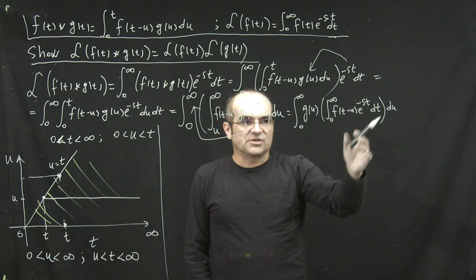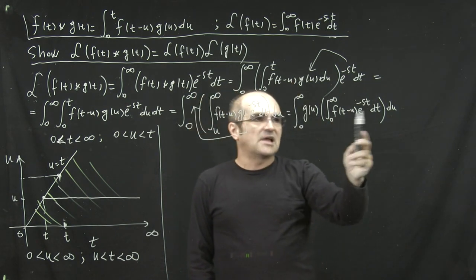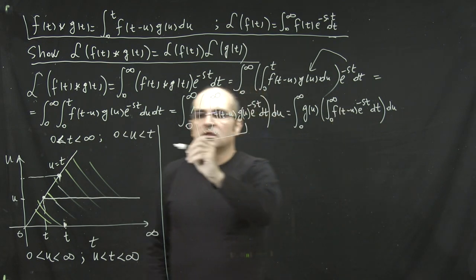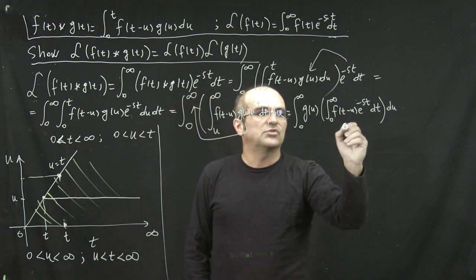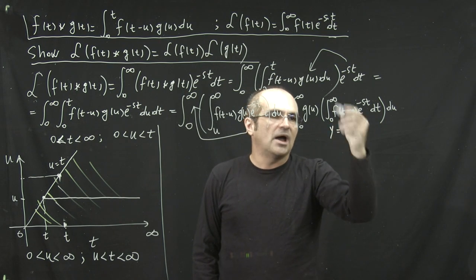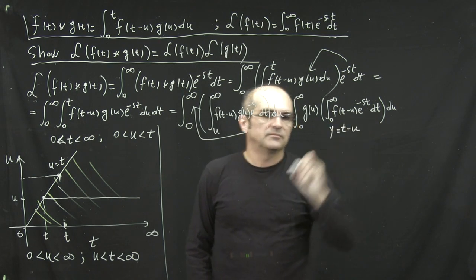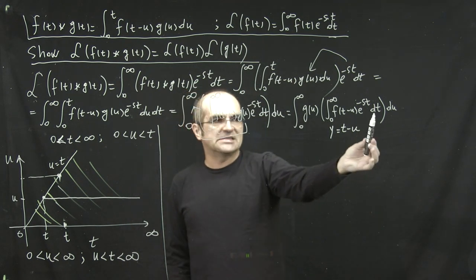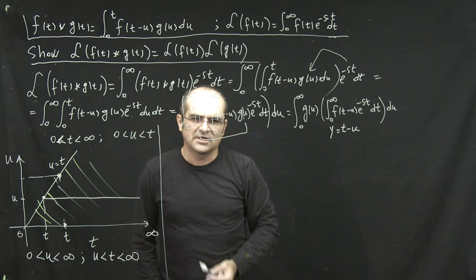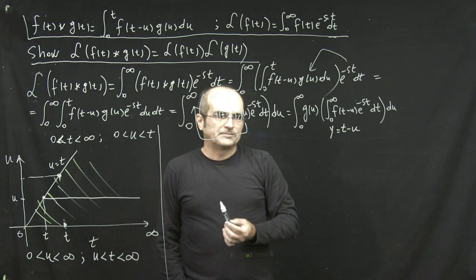Just a u substitution, but I'm not going to use u because I already used this variable u, so I'm going to make a different substitution. Let's write it right underneath here. We're going to write y, the new variable, to be t minus u. Look carefully, my variable of integration is t. Think of u as a constant. I make a simple substitution, y equals t minus u.